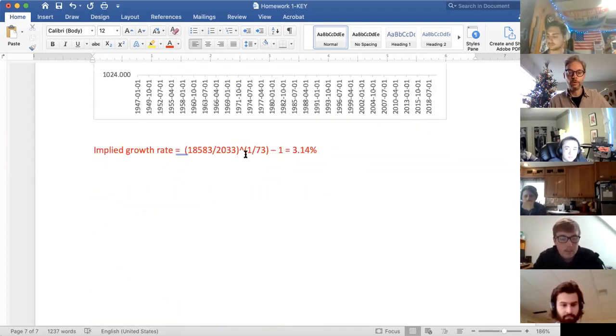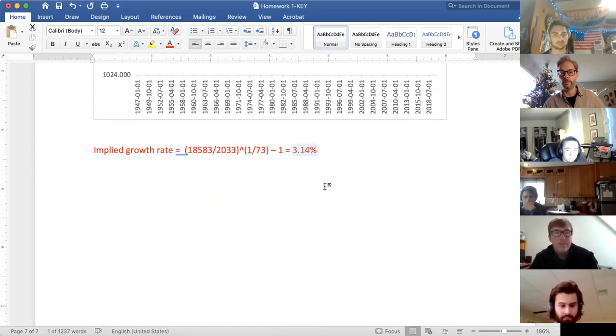Using our implied annual growth rate, GDP at the end of the period was 18,583. At the beginning, it was 2,033. Take this to the 1 divided by 73 power, because there's 73 periods. You subtract 1. You should have got something close to 3.14%, give or take a little bit depending upon rounding, etc. Okay, so that's the implied annual growth rate.